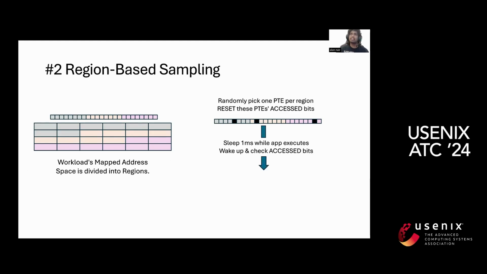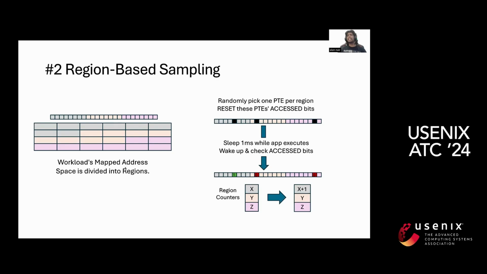Every 1 millisecond, the thread awakes and identifies which pages were accessed, and every region maintains an access count. If the sampled page table entry of a region was accessed, then its access count is incremented. Finally, this process repeats itself and a new page table entry is picked every round.